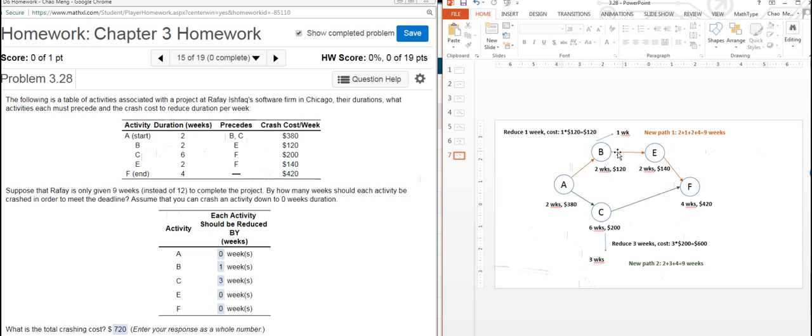So 9 weeks for the first path, 9 weeks for the second path. That's what we need. And what is the total cost? The first path costs us $120. The second path costs us $600. Totally, that's going to be $720. So that's the answer. We need to reduce B and C.